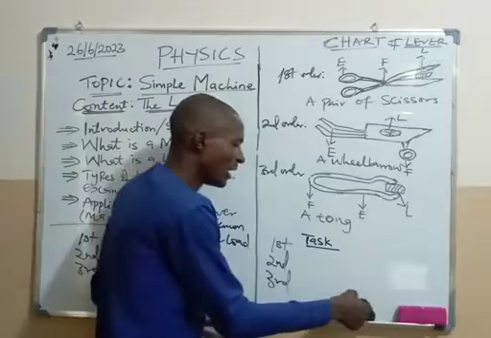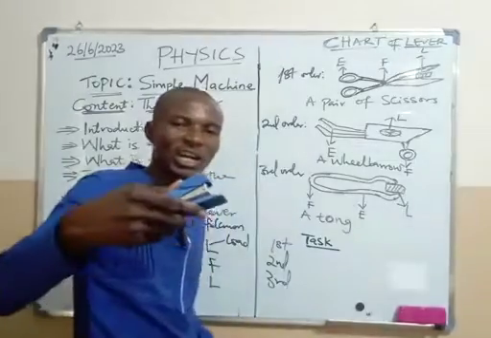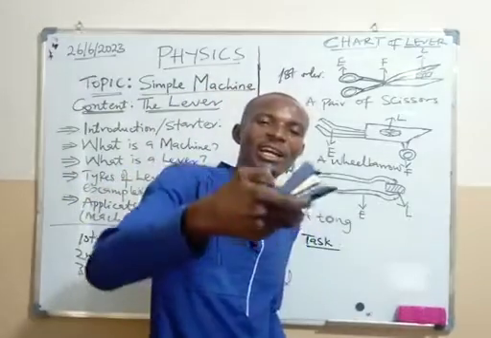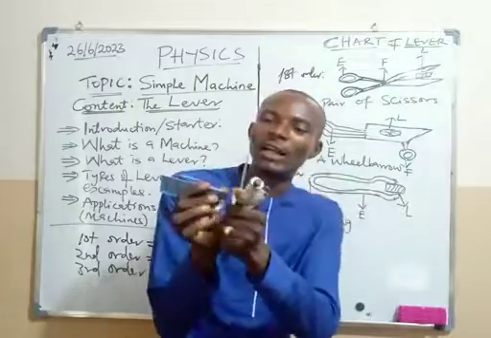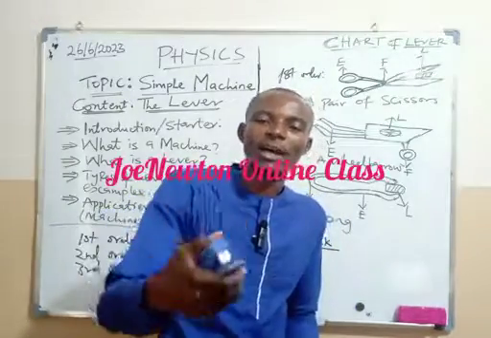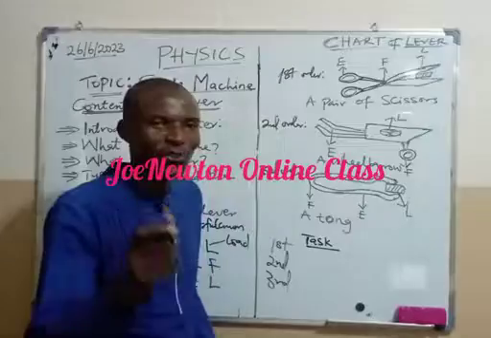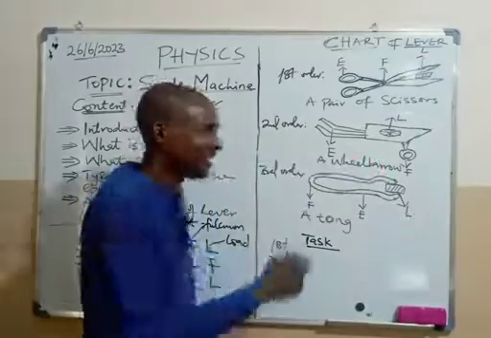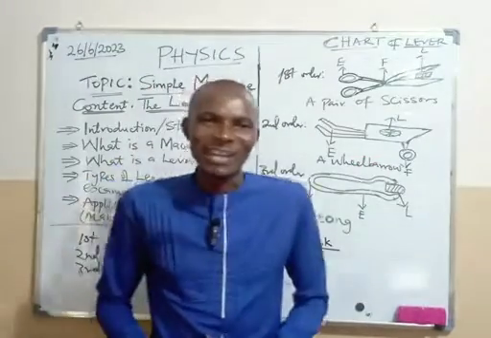For example, I have another device, a stapling machine here. This is the fixed point, here is the effort, and here is the load. So I hope you know that it belongs to the third order. So with this, I can now give you a task.